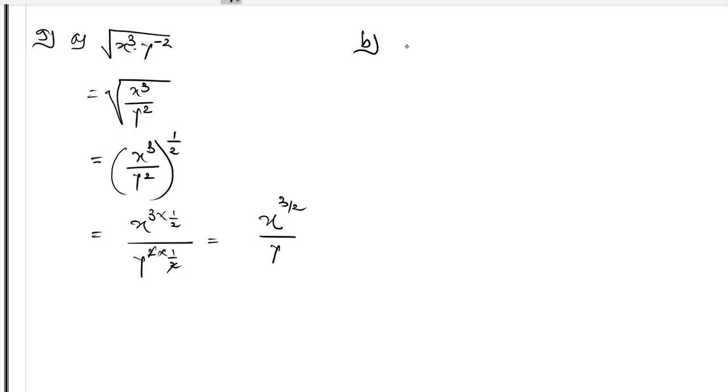B. Fifth root of 243 into x raised to 10, y raised to 5, z raised to 10. Fifth root of 243 x raised to 10 y raised to 5 z raised to 10. Okay, just see how I'm writing everything.